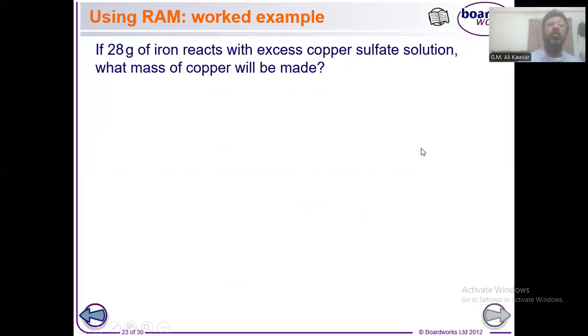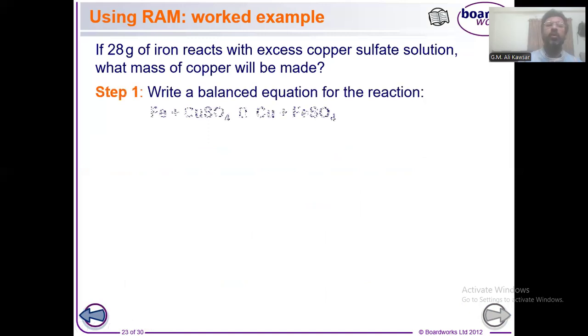Here the amount given is 28 gram of iron. So the balanced equation is this one, right? Iron plus copper sulfate gives copper plus iron sulfate. Here the limiting reactant is iron because copper sulfate is in excess. Already it is said that copper sulfate is in excess. That means if one reactant is in excess, then the other one will be limiting. So we have to use the amount of iron given here. The copper sulfate amount is not necessary because it is in excess. So we have to convert this amount of iron into its mole.